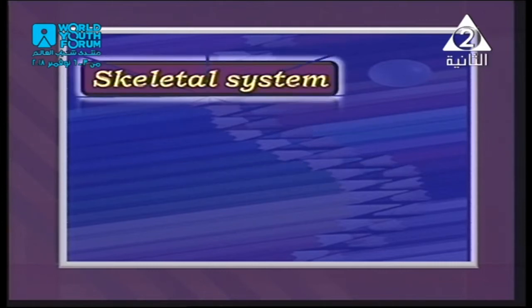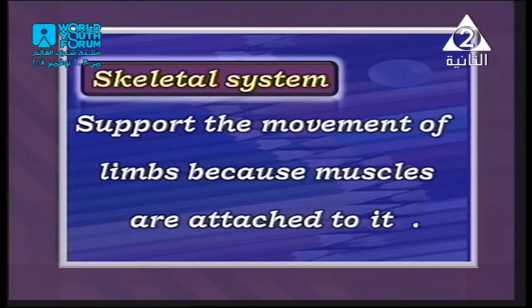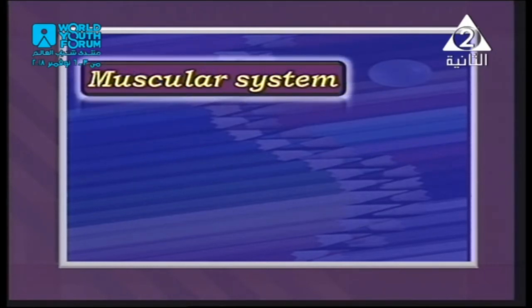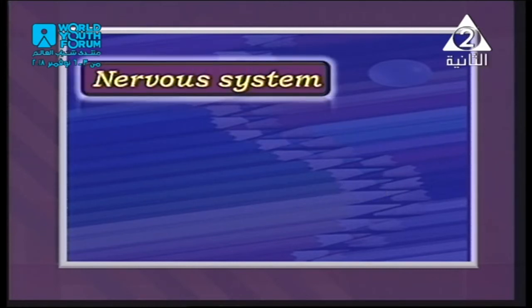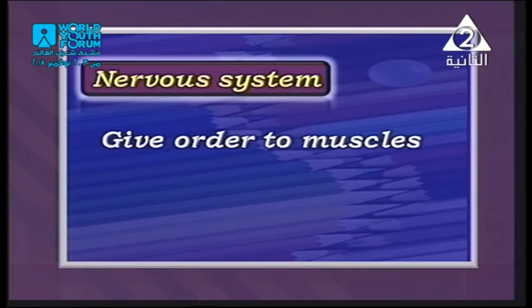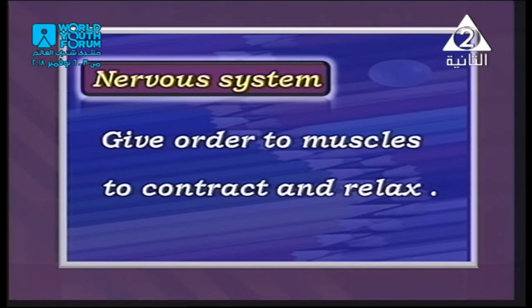The first one is the skeletal system. For what? As we said, it gives the supportive function and movement of limbs, because the muscles are attached to it. And also the muscular system, for contraction and relaxation of the muscles. And also we need something to give the orders, which is the nervous system. So we have the skeletal system, muscular system, and nervous system, which gives orders to the muscles to contract and relax.